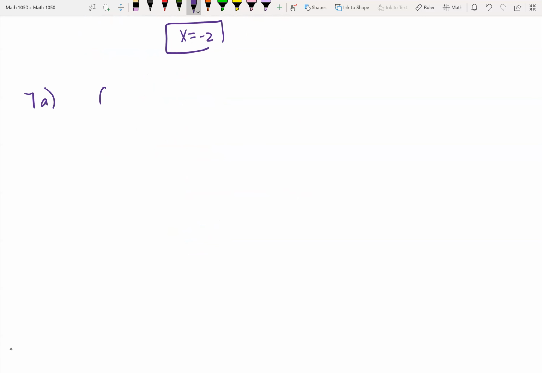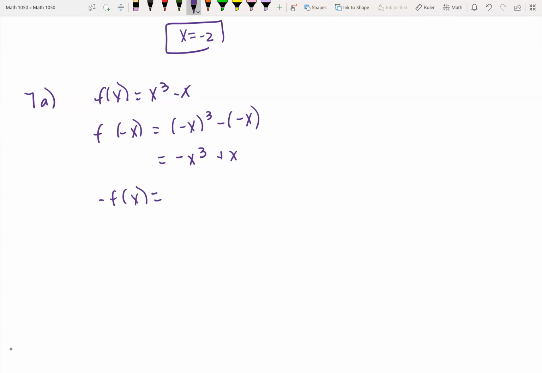Okay, number 7, even, odd, or neither. So 7a, here's your equation. So you have to find f of negative x. So I'm going to go in parentheses, negative x to the third minus in parentheses negative x. You have to show that. Negative to the third is a negative x to the third. A negative times a negative is a positive x. Now I'm going to find negative f of x, which means take that guy and change the signs. So negative x to the third plus x.